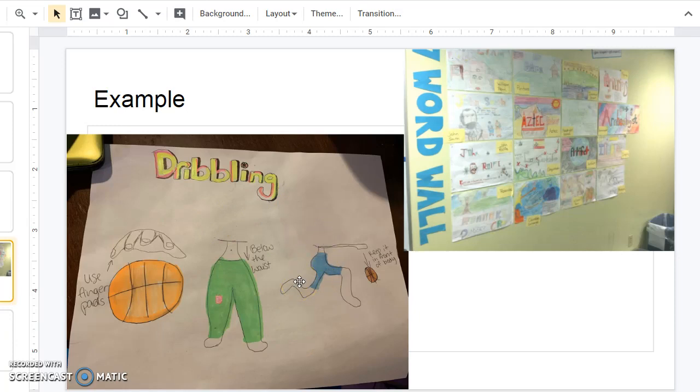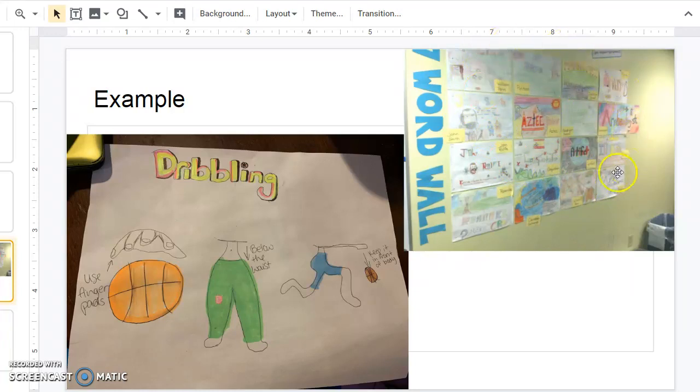So since it was the basketball unit, I did dribbling, and these are 3 skill cues. You use your finger pads, you keep it below the waist, you keep it in front of your body. I think you could use this at the end of the year, reviewing all of the skills we went over, and giving everybody a different skill from all the different units.